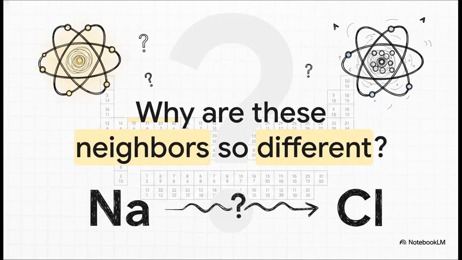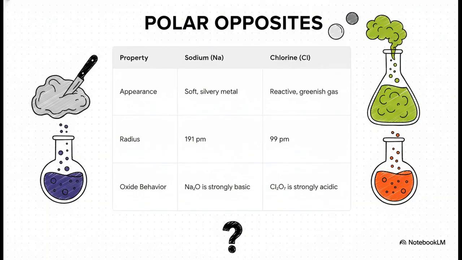All right, to get to the bottom of this, let's start with a little puzzle. Take two elements from the same row on the periodic table, sodium, Na, and chlorine, Cl. Now, since they're in the same neighborhood, you'd think they'd be kind of similar, right? Well, as we're about to see, that could not be further from the truth. I mean, just look at how different these two are.